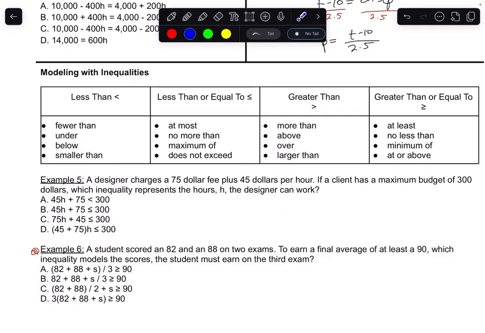For example, here, if I am a client and I've got a max budget of $300, that means whatever money I spend better be under $300. It's okay if it's equal to $300, but I better not go over. So that maximum budget is going to be a less than or equal to. It can't exceed $300, but it's fine if it equals.